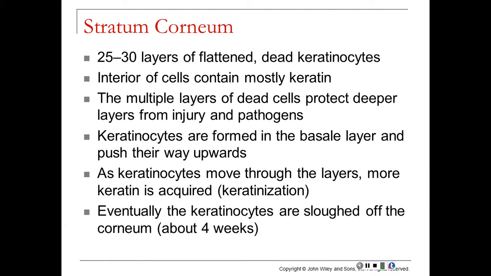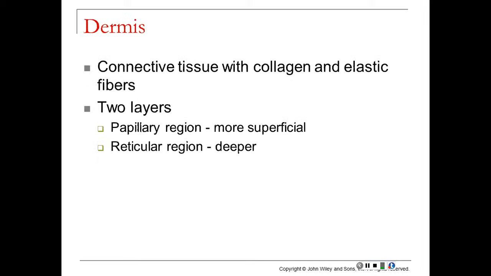The keratinocytes were formed from the basal layer, and they're basically pushed up through the other layers as mitosis occurs within that basal layer. As those keratinocytes move through the layers, more keratin is acquired. It's called the process of keratinization, and those keratinocytes are sloughed off just about every 4 weeks or so. That is about how long it takes for those keratinocytes to slough off once they reach the stratum corneum. And as they slough off, that again makes the majority of the dust that you find around your house or accumulates in mattress pads and pillowcases, etc. Kind of a gross concept to think about.